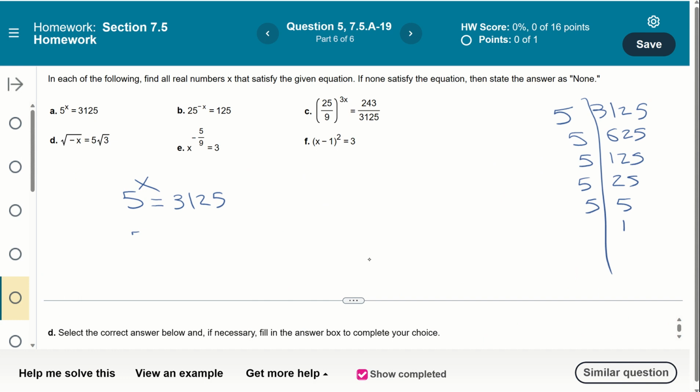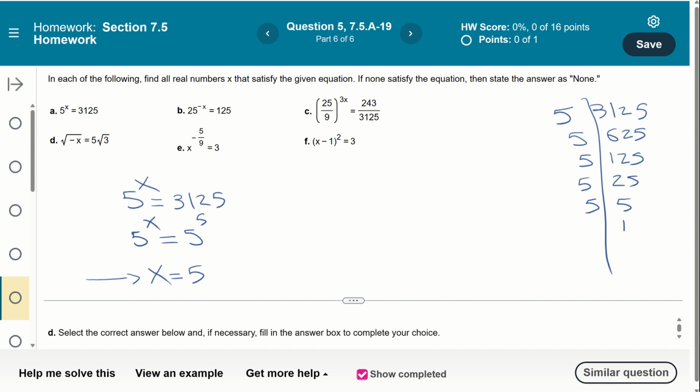Okay, so we say 5 to the x equals 5 to the power of 5. So now we have two equal powers with equal bases. That implies the exponents must be equal. Remember, this is an inference, it's not a cancellation. We're using reasoning, right? So we get x equals 5, like that. All right.